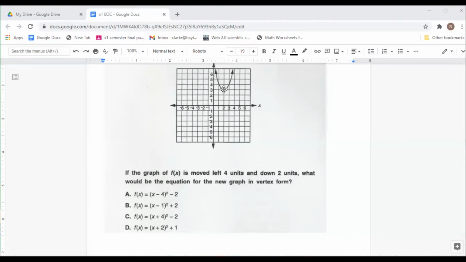And now we are told that we want to move it 4 units to the left. 1, 2, 3, 4. And 2 units down. 1, 2. And our new vertex is minus 2, 1. So we changed the minus 2 to a plus 2 to get it in vertex form. And we want a plus 1 at the end. Take a look at ABC. There's only one of those that ends in a plus 1. But it would be D. Vertex form. D.